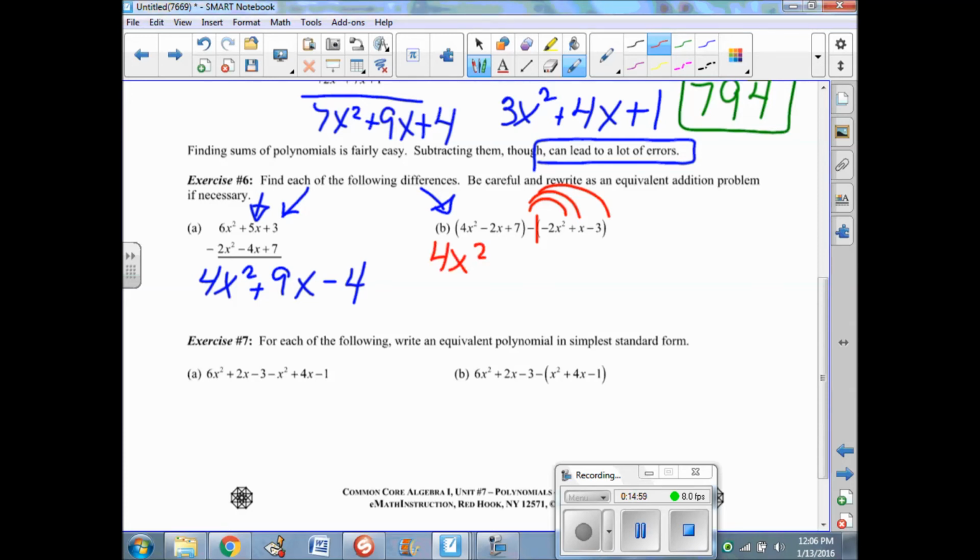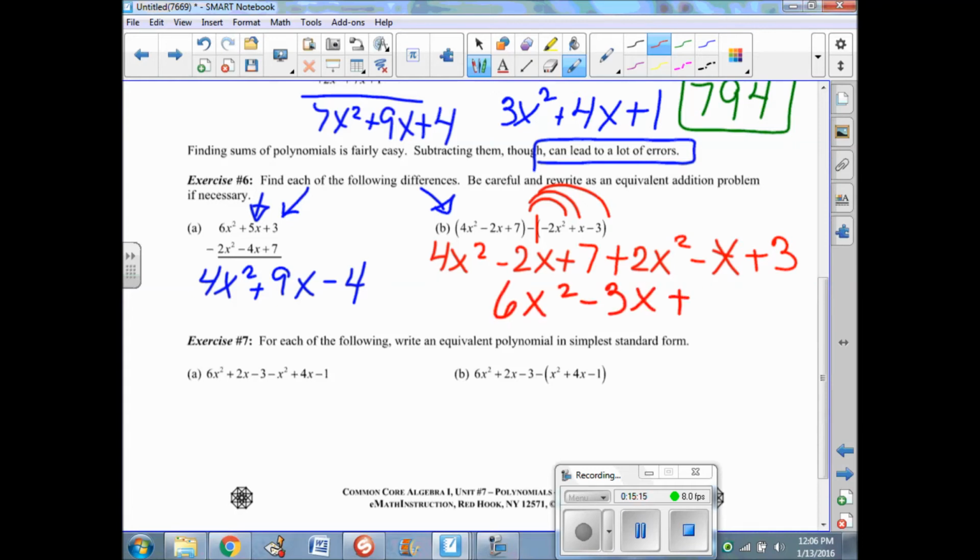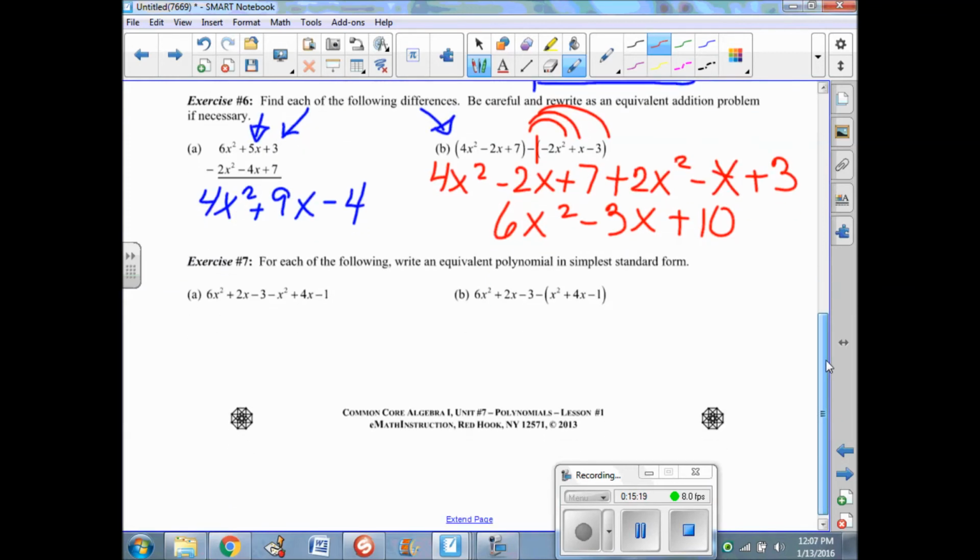So I tend to like to rewrite this. So plus 2x squared minus x plus 3. So I distributed that negative 1. Now just combine like terms. So we have 6x squared minus 3x plus 10. Holy smokes, 15 minutes, and I got another lesson to do.